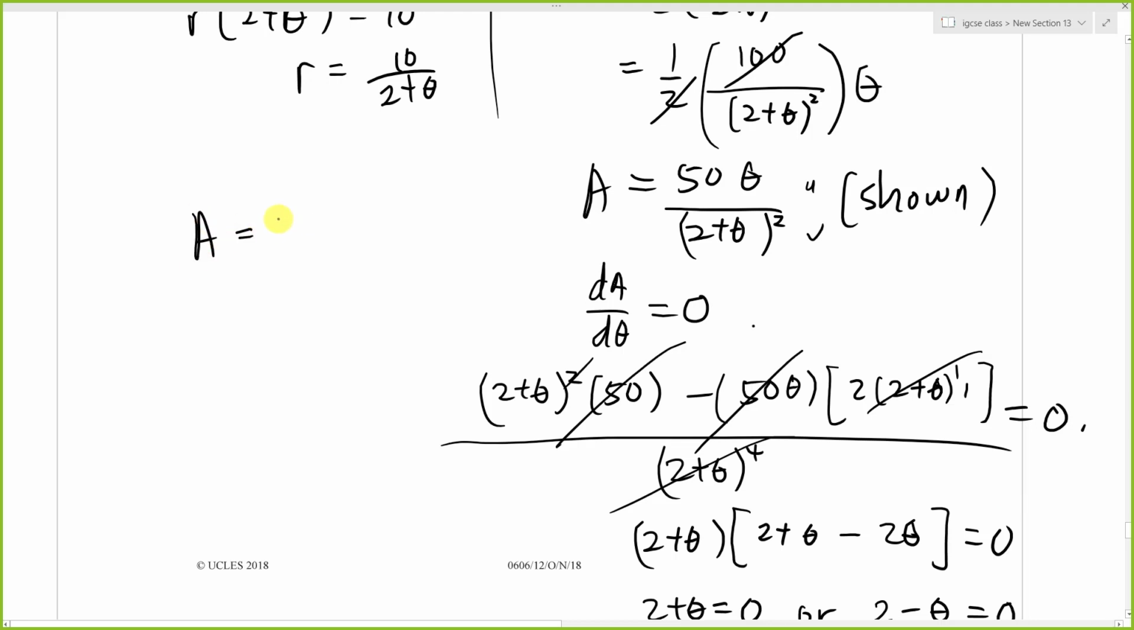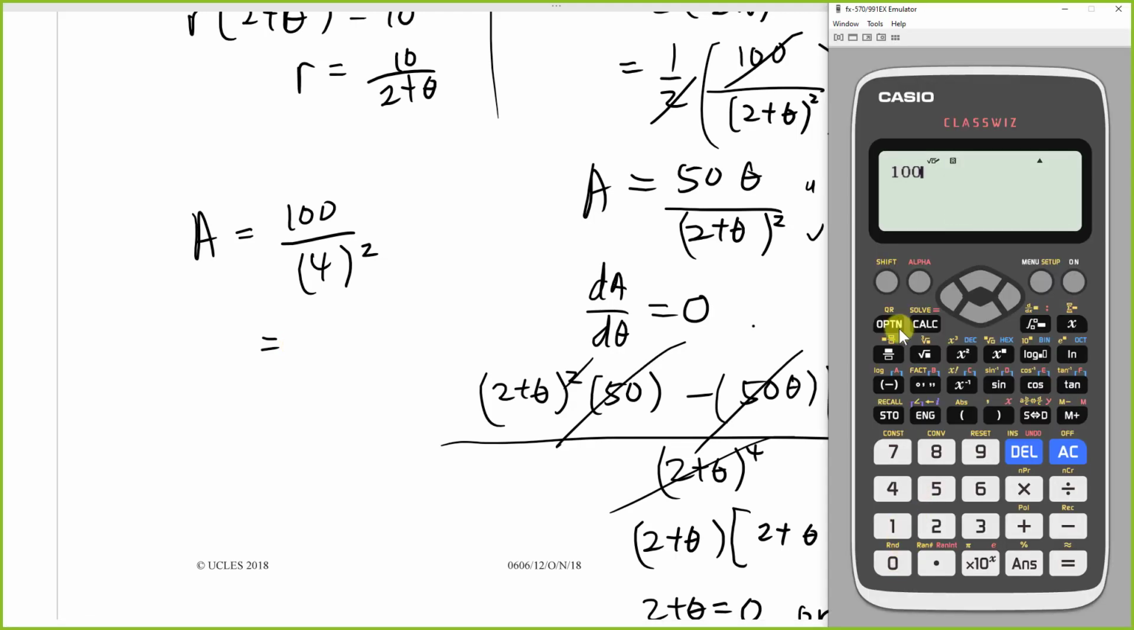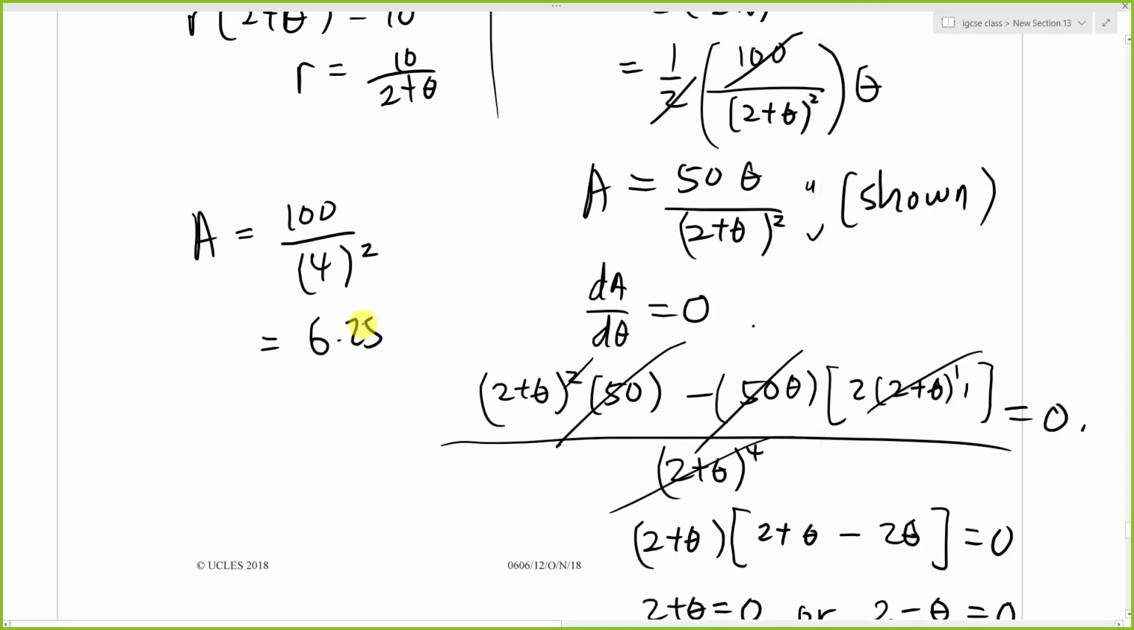Then area equals 50 times 2 is 100, over 2 plus 2 is 4, squared. So it's 100 over 16. Use the calculator, 100 divided by 16. Decimal 6.25. So this one should be my maximum area here. Yep. So far so good.